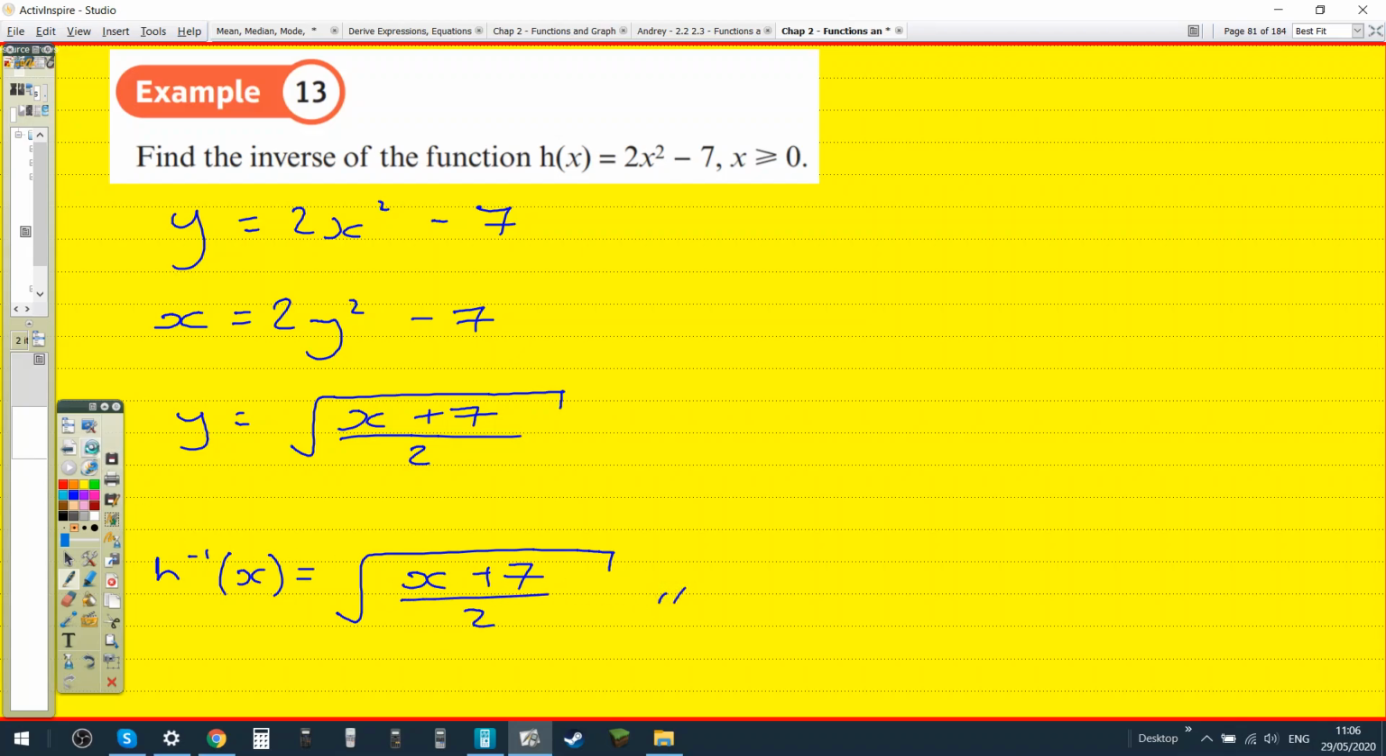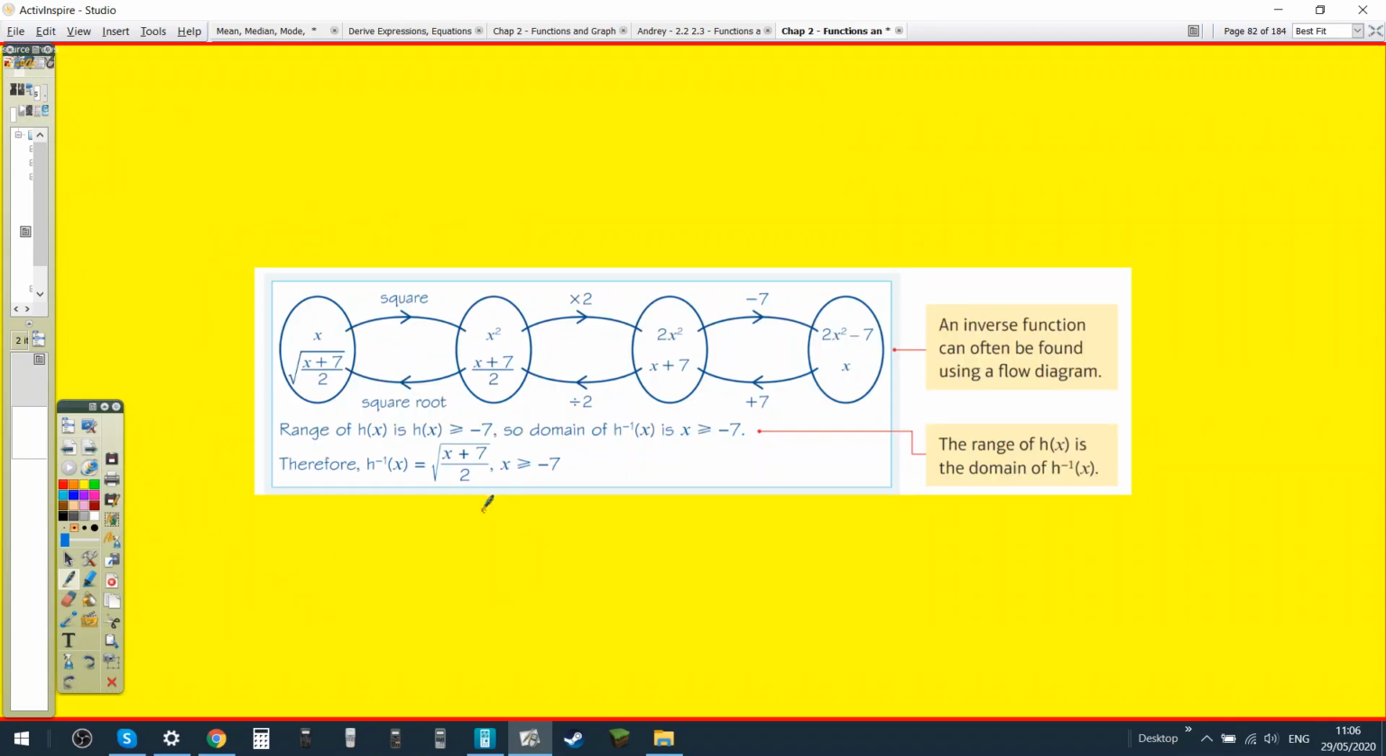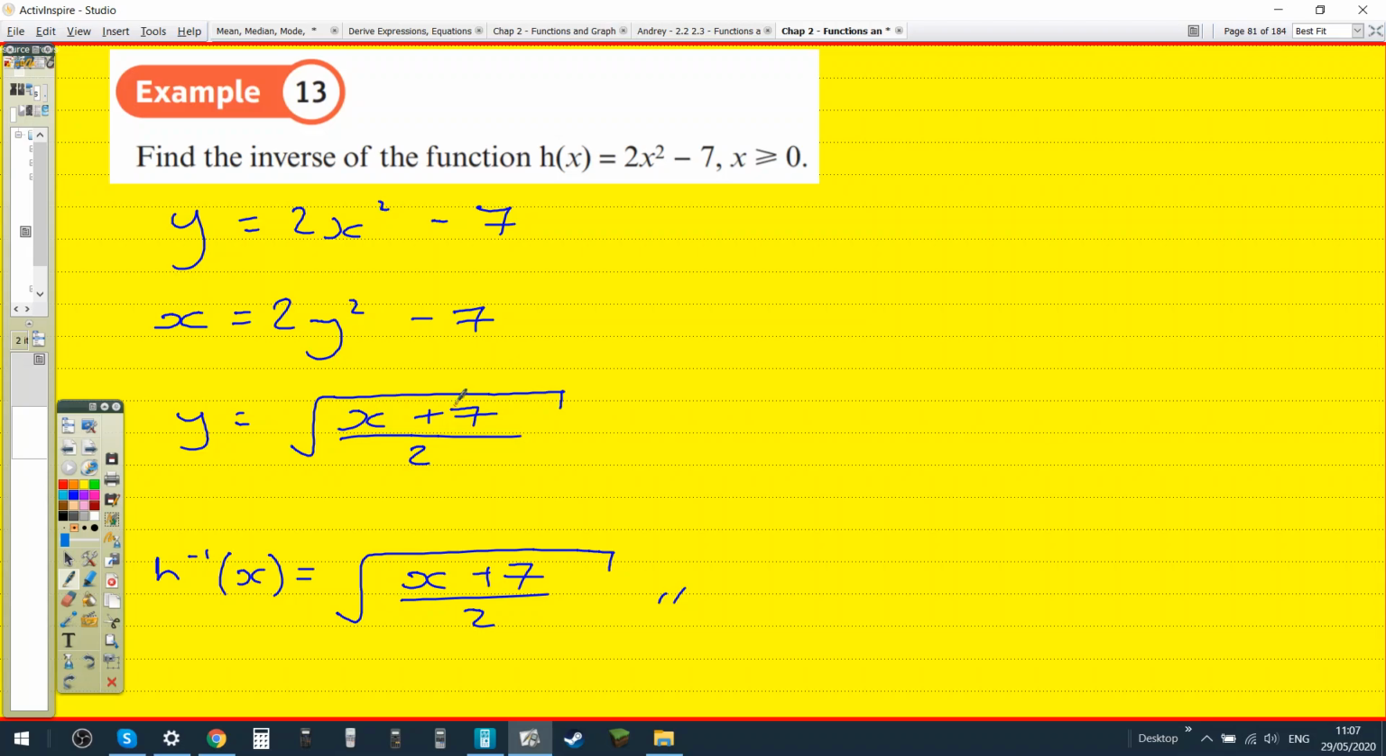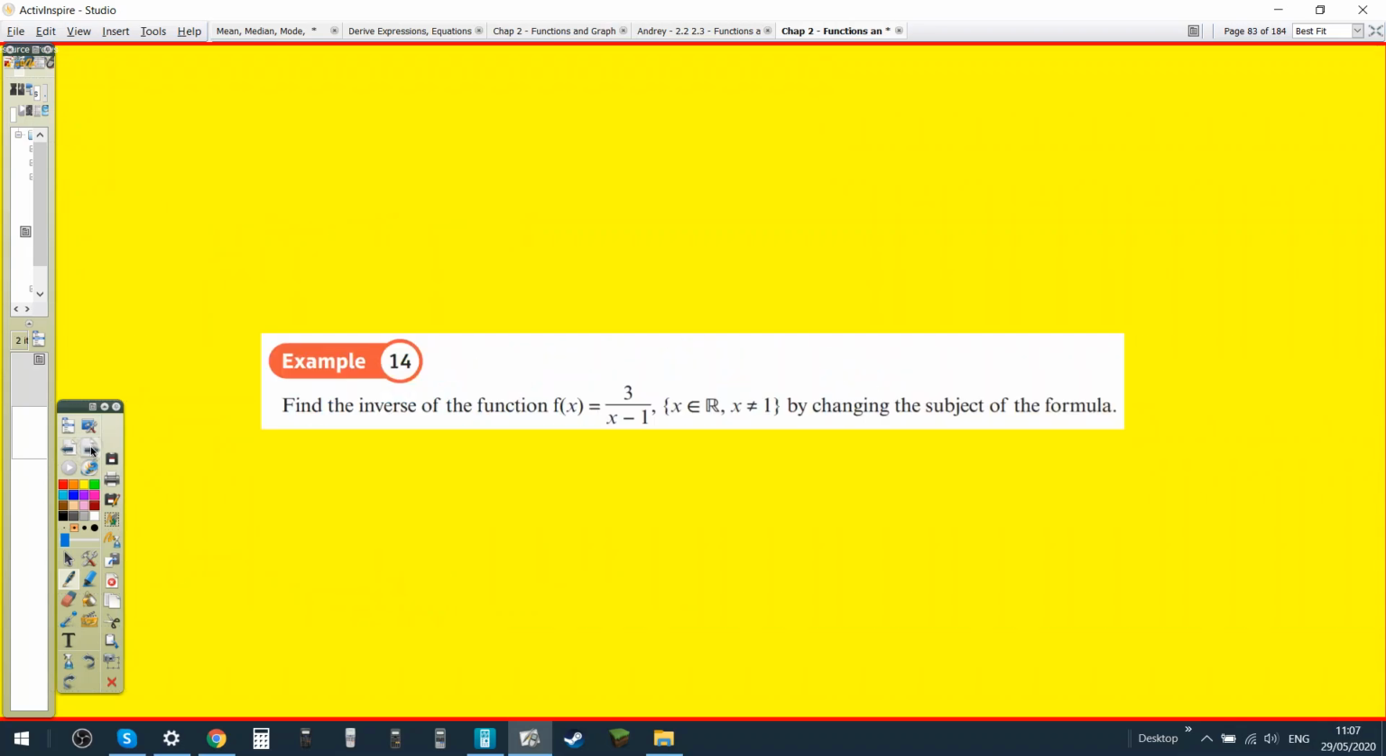That's it. Take a look. They did some other way. H inverse of x equals square root of x plus 7 over 2. Find the inverse function. Yeah, that's it. Any questions about that? No. Okay. So how about this one?